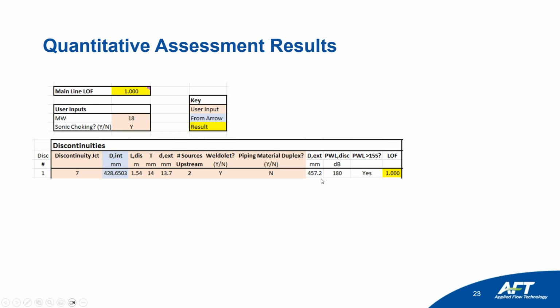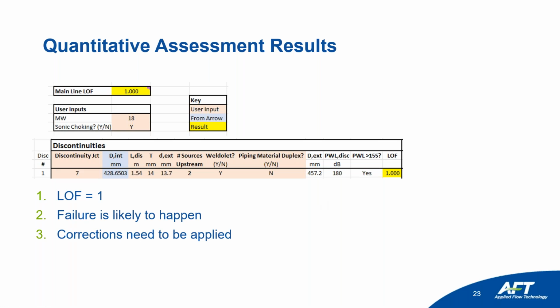Here are the results that I just showed you. LOF is equal to 1, which tells us that failure is likely to happen, which means corrections need to be applied for the connection you have. That is the result of the evaluation of the Energy Institute methodology for acoustic induced vibration. There's a possibility of failure, so we have to apply the corrections.